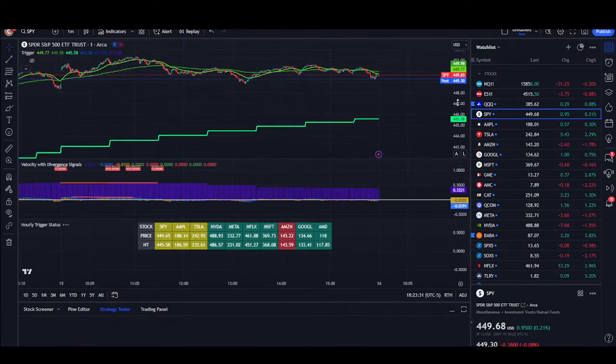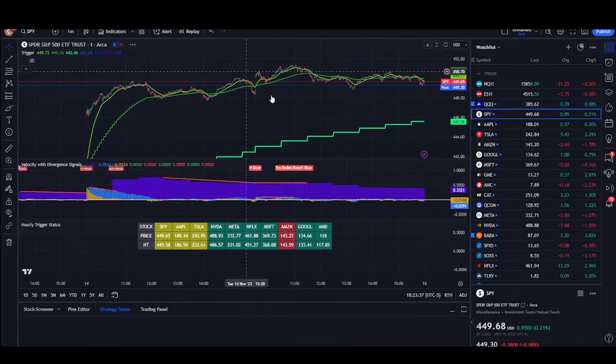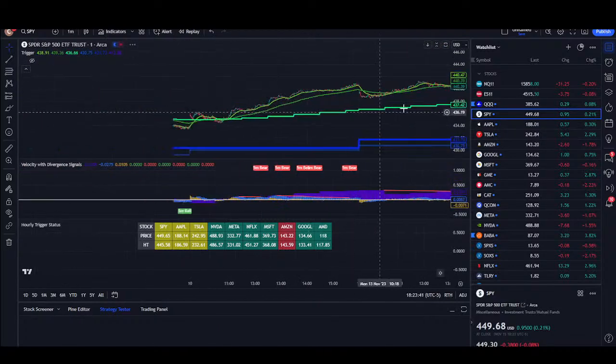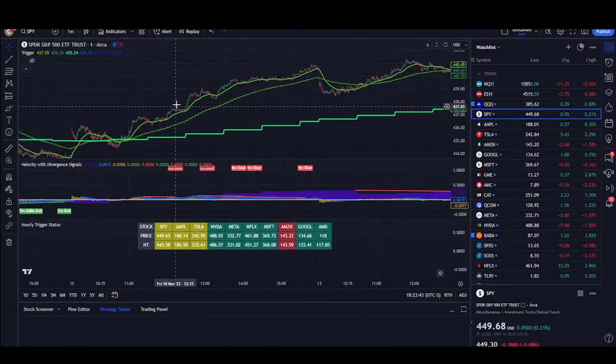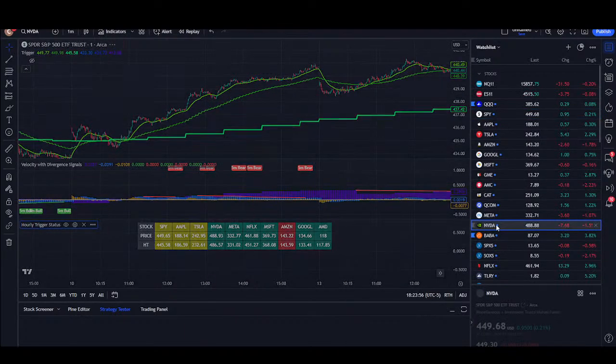Okay, so here's SPY, right? When the 1 hour trigger is on top of the 5-minute trigger and on top of the hourly trigger, that is the most bullish orientation, and we expect upside. For example, right here, 1 hour on top of the 5 on top of the hourly. When you see that, you're going to see green on the name. So NVIDIA, if I go to NVIDIA right now, you'll see that the 1 minute trigger is on top of the 5-minute trigger is on top of the hourly trigger.